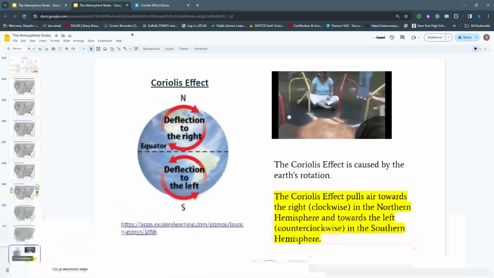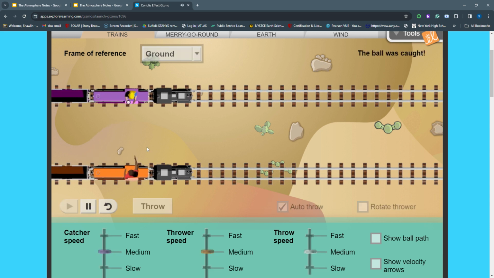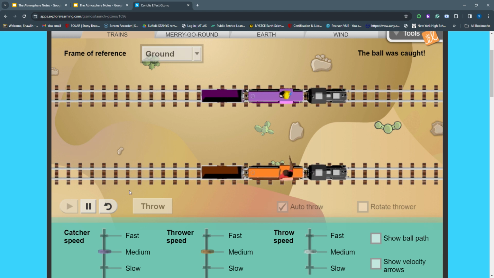Let's take a closer look. So, say there are two trains moving this way, right? And there's a person right here and there's a person right here. This person wants to throw a ball to this person. What do you think will happen? Well, let's click auto throw. The ball will move straight to the other person if this person is a good thrower, right?